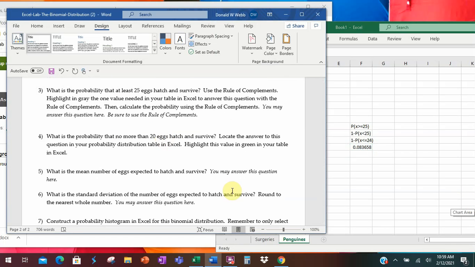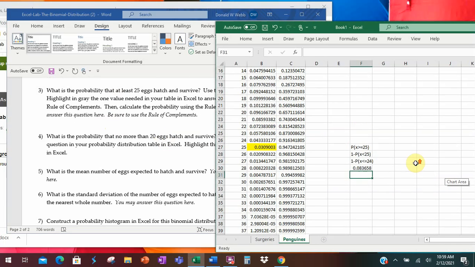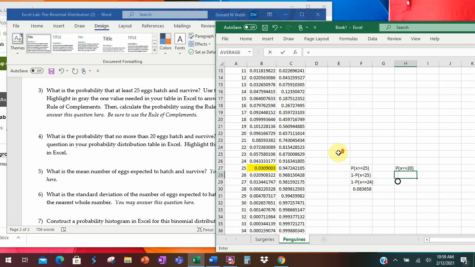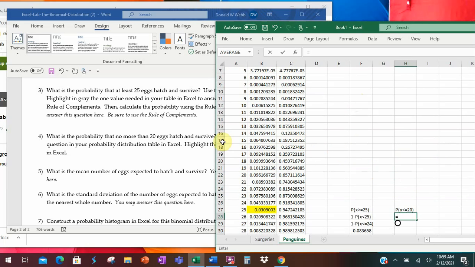What is the probability that no more than 20 eggs hatch? No more than 20. No more is the probability that X is less than or equal to 20. That's no more. And that's just, I go up here and I can do this, the accumulate, because that is all of these, X less than or equal to 20.